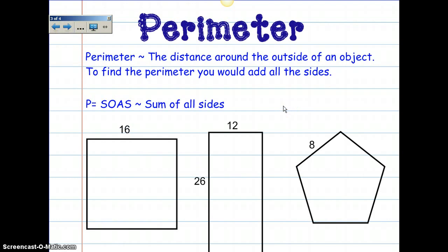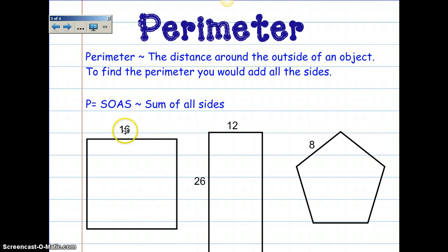Perimeter. Let's talk about perimeter and do some practice problems. Perimeter is the distance around the outside of an object. To find the perimeter, you would add all the sides. And remember, P equals sum of all sides. Let's start right here with this square. We know that on a square, all the sides are the same.